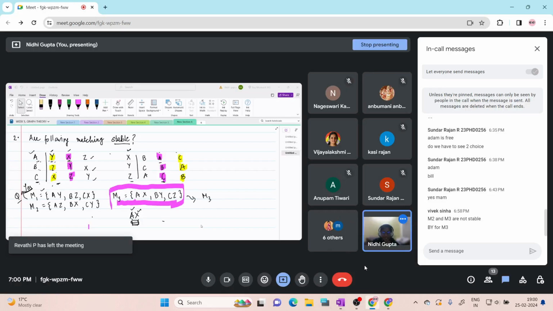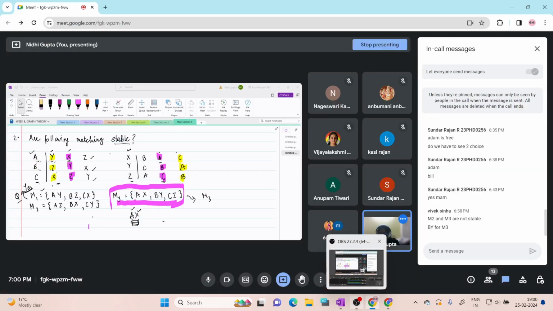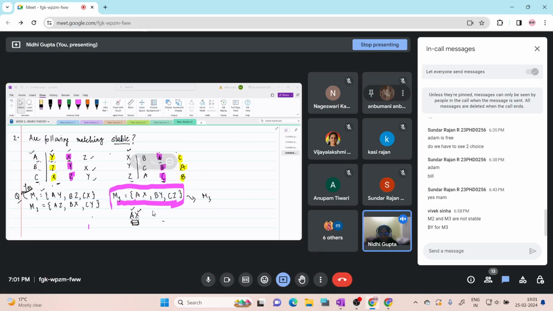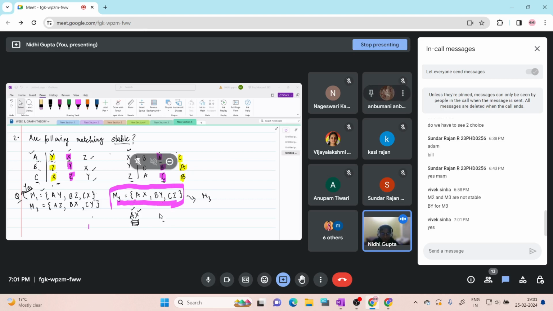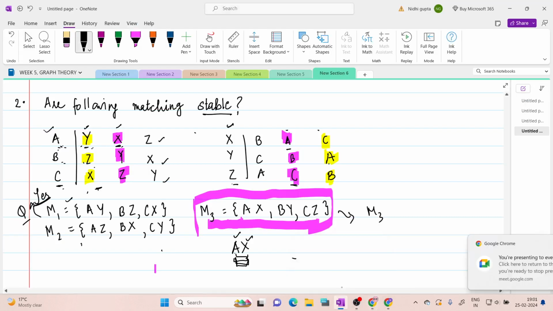Yes. Because we are not able to find any blocking pair, therefore it is a stable matching. Somebody said BY is a blocking pair for M3. We cannot say BY because BY is already present in M3. A blocking pair is a pair which is not a part of that matching. So to find a blocking pair, you have to look for all the pairs outside this matching.